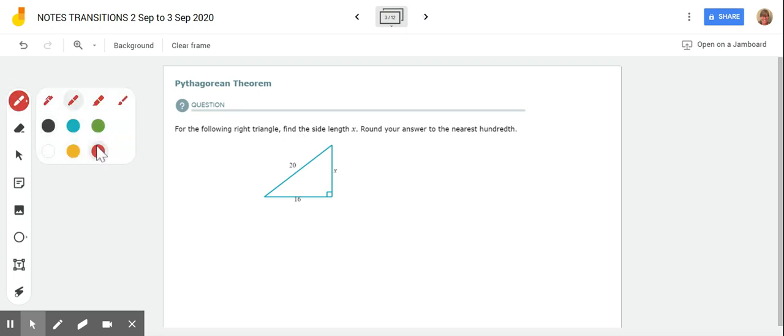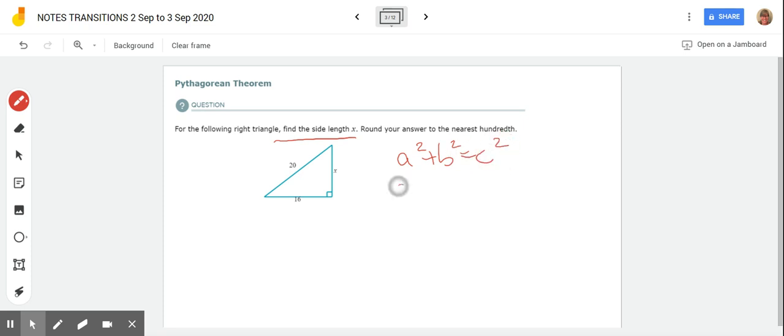Again, here we go. Different color. Okay. Find the side length x. Okay, again, a squared plus b squared equals c squared. Start with the formula. 16 squared. Couldn't read that. For a second there, I was like, what was that number? X squared equals 20 squared. Okay, 16 squared.